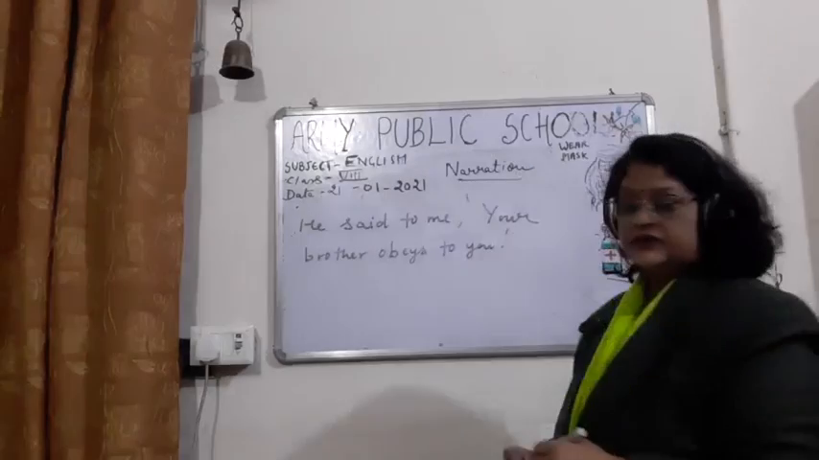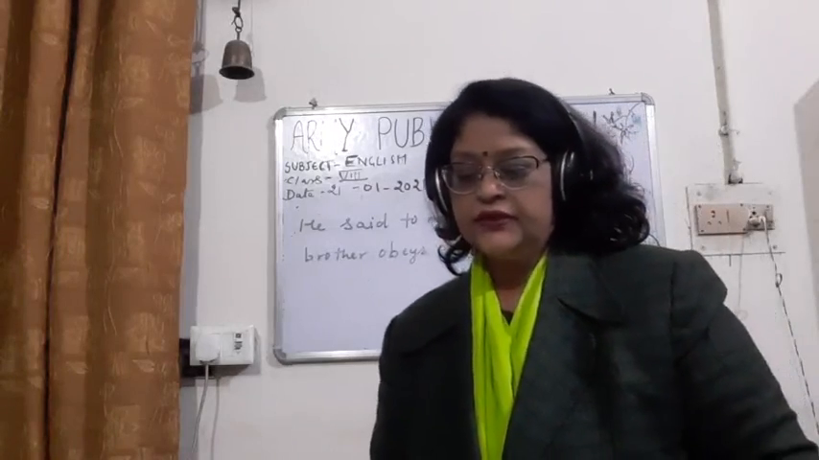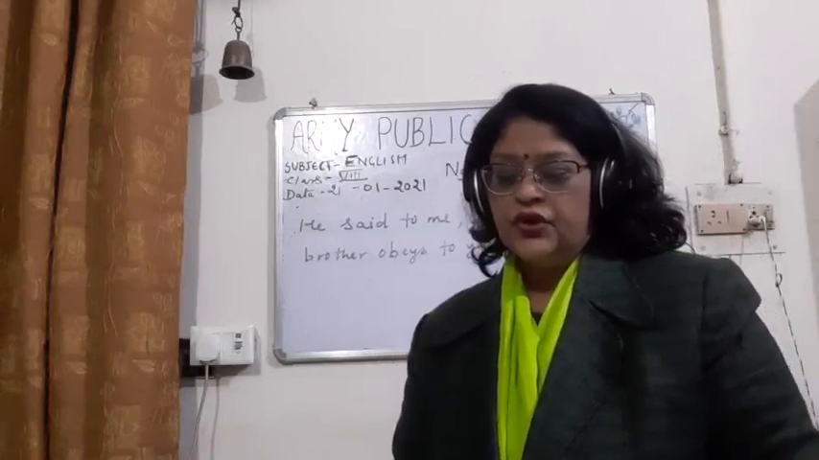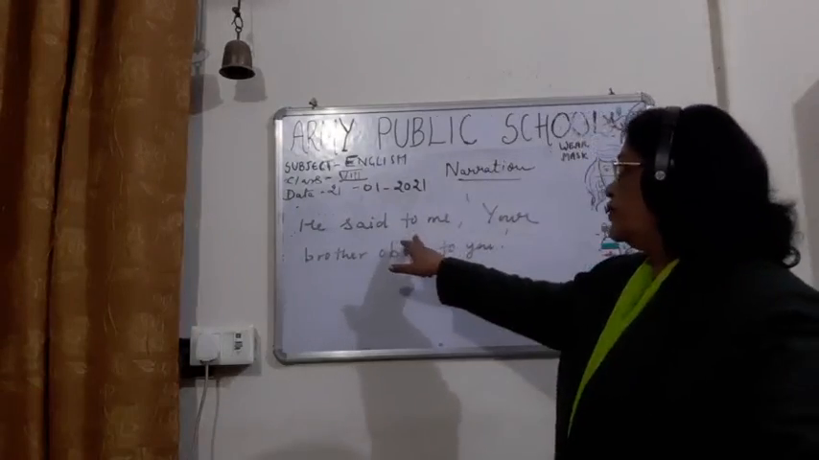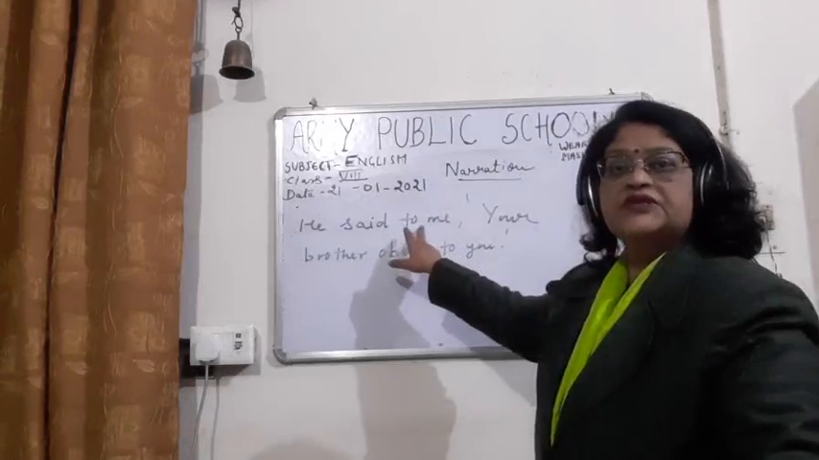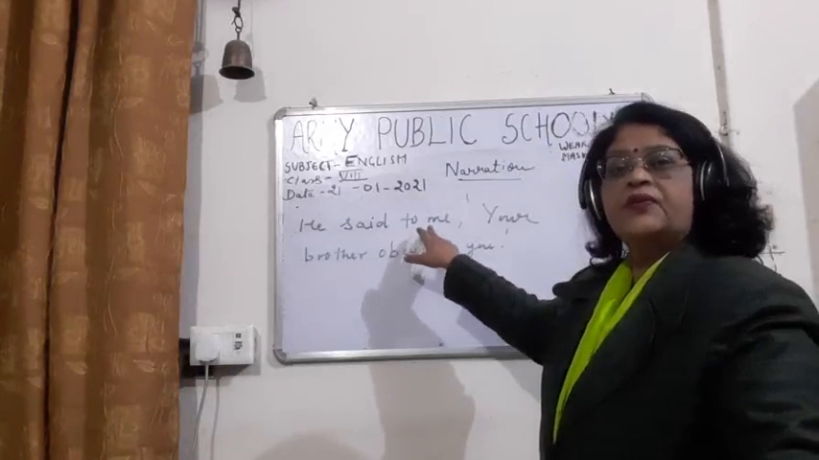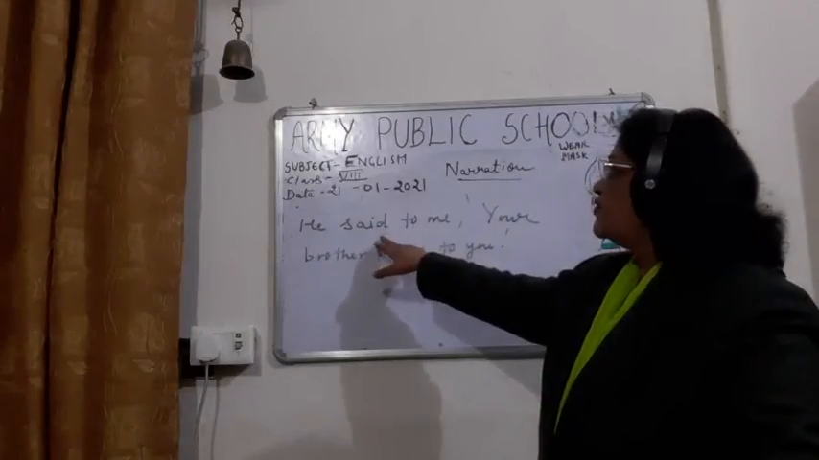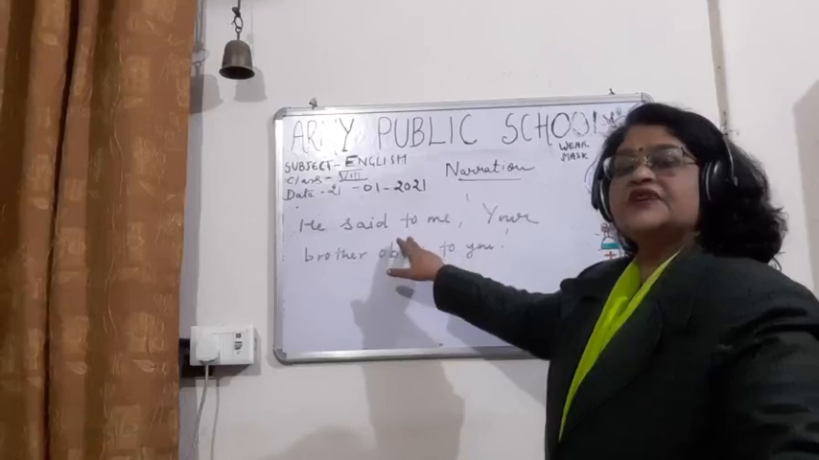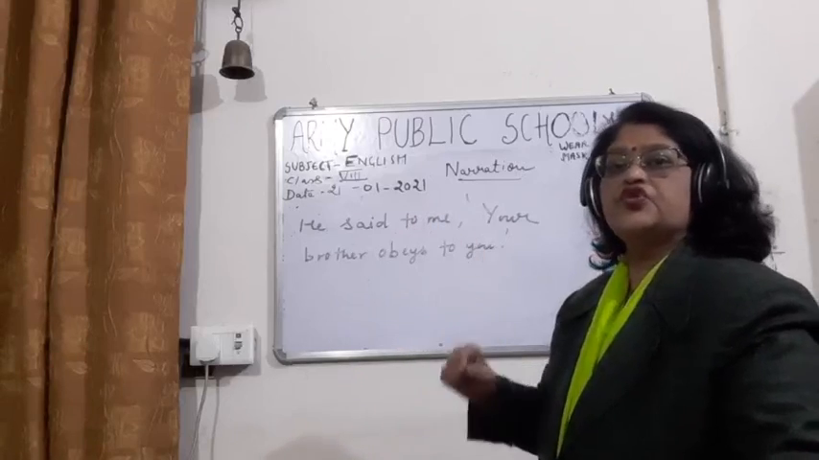Okay, this is the sentence. He said to me, your brother obeys to you. Now children, here he told me. Said to will not be there because here the object is there. If the object is there, we don't have to write said or to. Instead of said or to, we will use told.